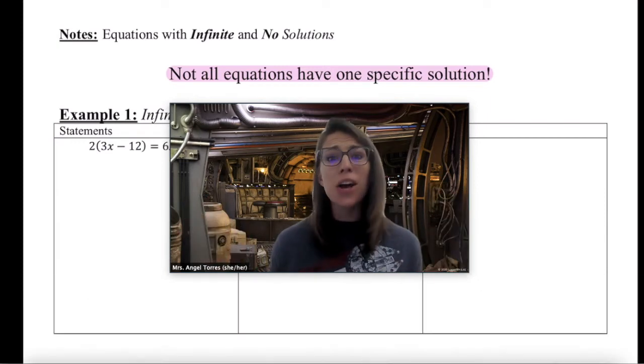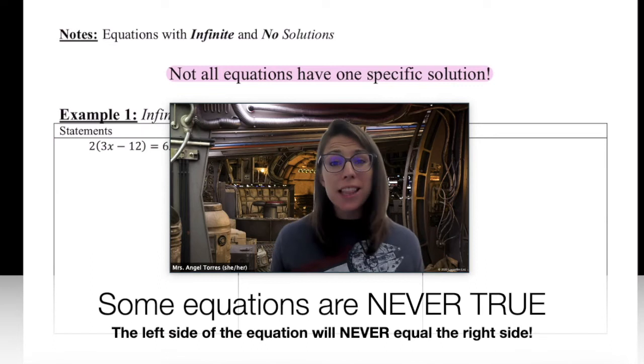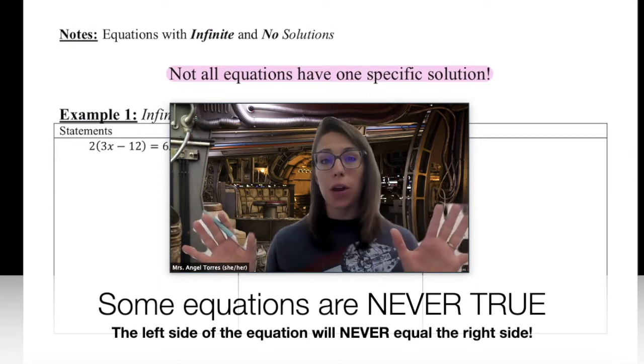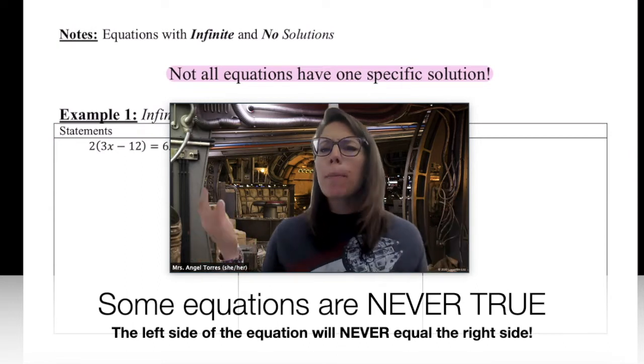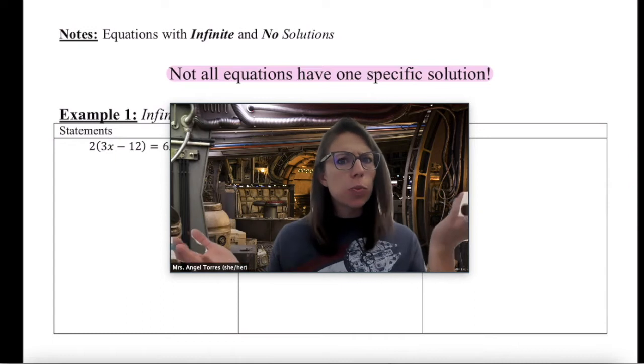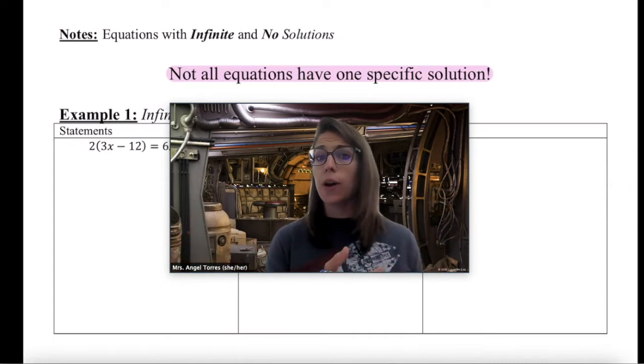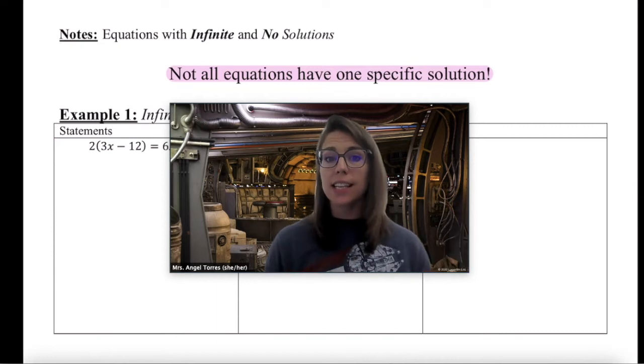Other equations are never true, meaning the opposite. It doesn't matter what value of the variable I choose, the left side of the equation will never equal the right side of the equation. But how do we determine which is which? How do we find the equations that are always true, sometimes true, and never true? That's where today's lesson comes in. So grab these notes and let's get started.